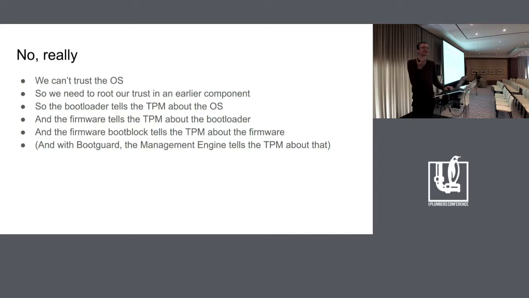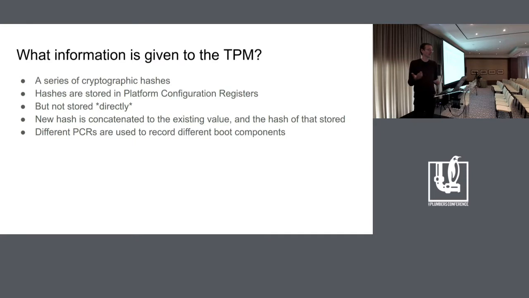But as I said, the TPMs are not particularly competent or complicated. They can't obtain significant contextual information or store significant contextual information about what they're being given. So what can we actually pass to the TPM? And the answer is a series of cryptographic hashes. Rather than tell the TPM anything complicated about the operating system or the bootloader, we generate a cryptographic hash of that component and pass that to the TPM.